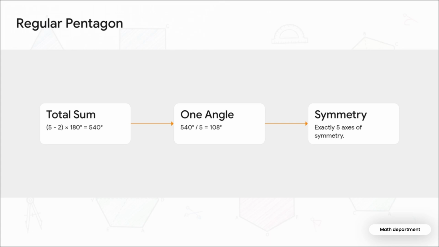Step 1, we find the total sum first. 5 minus 2 is 3, and 3 times 180 is 540 degrees total. Step 2, because it's regular, we take that 540 and divide it evenly by the 5 corners. 540 divided by 5 equals exactly 108 degrees. This just brilliantly illustrates how the total degrees are split perfectly to give us 108 degrees per corner. Oh, and as a bonus, because it's a regular pentagon, it has exactly 5 axes of symmetry.